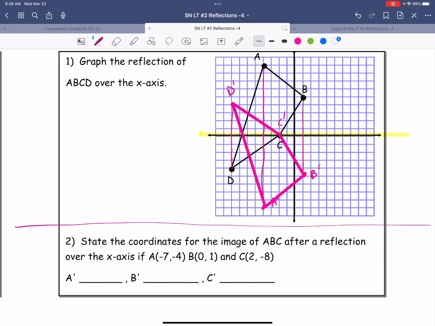Okay, number 2 is different. And we can see that we've got coordinates. So we're going to use the pattern, which a reflection over the x-axis is point (x, y) will map to the point (x, -y), which means the opposite of y. So (-7, -4) becomes (-7, 4). (0, 1) becomes x stays the same, but y is its opposite, so (0, -1). C, which is (2, -8), becomes (2, 8), because it's the opposite of y. Okay, pause the movie, make sure you've got all that written down, and press play when you're finished.